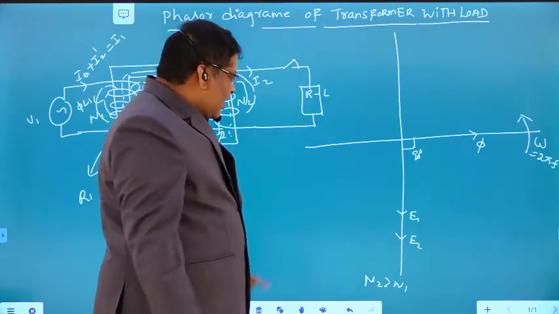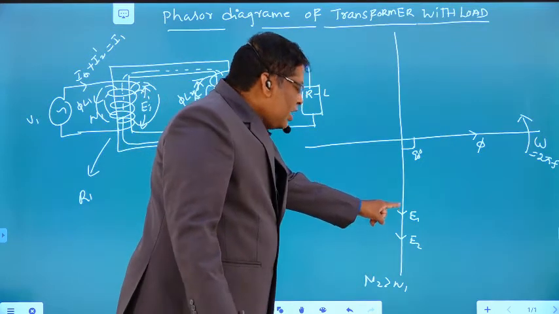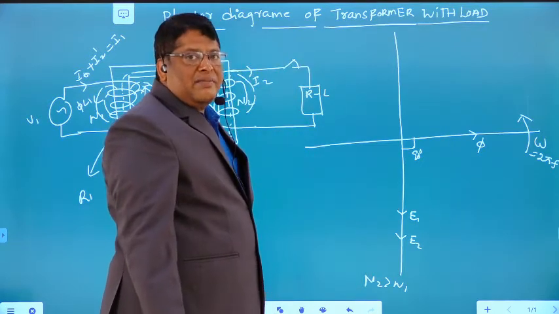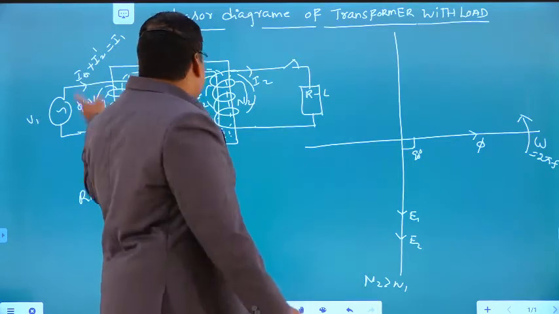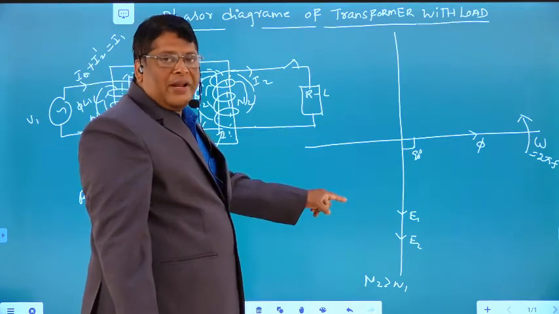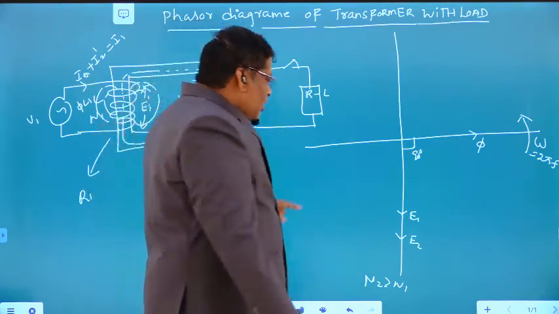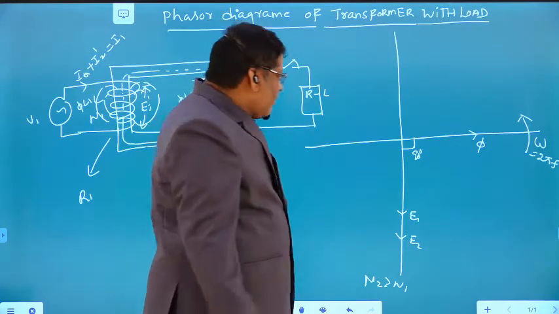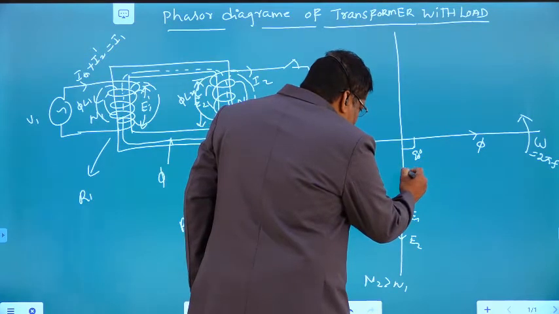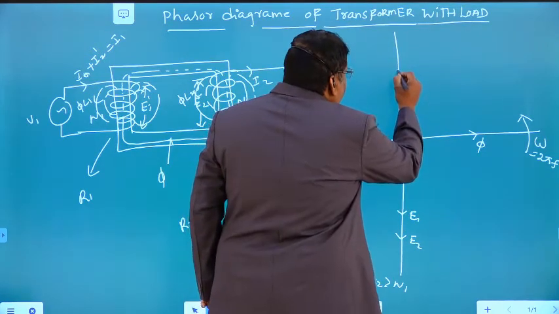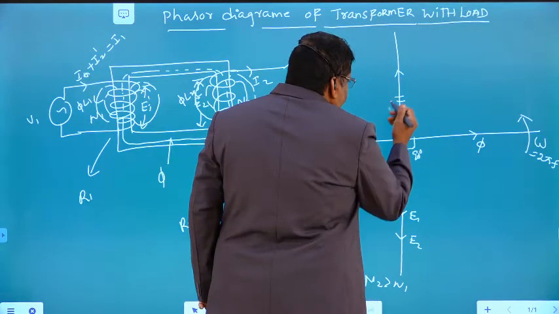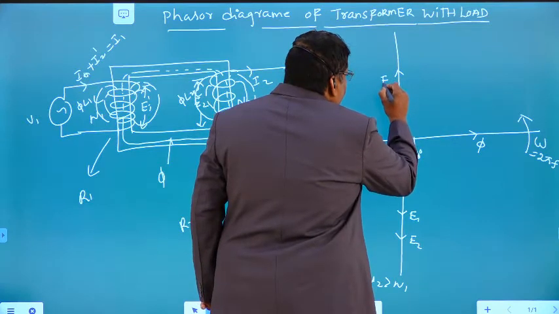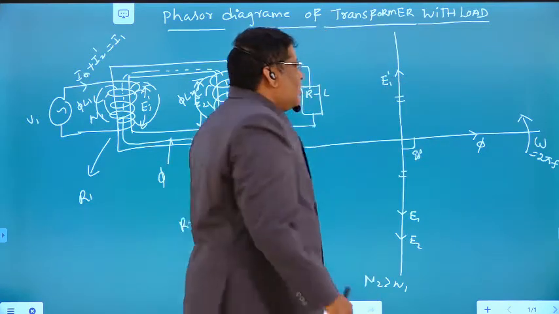Now we are representing E1 dash. E1 dash is nothing but the voltage drop in the source voltage due to the self-induced voltage in the primary winding. Exactly that magnitude is equal to E1, but opposite. Here you take that, this is E1 dash.